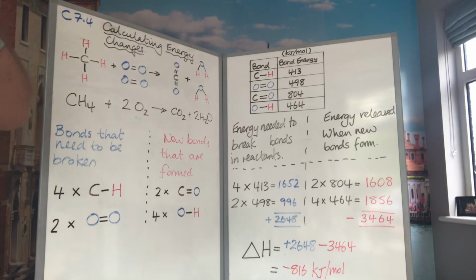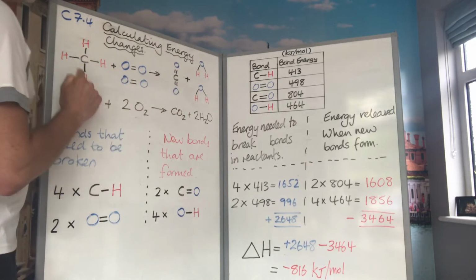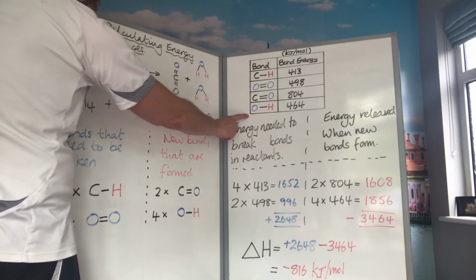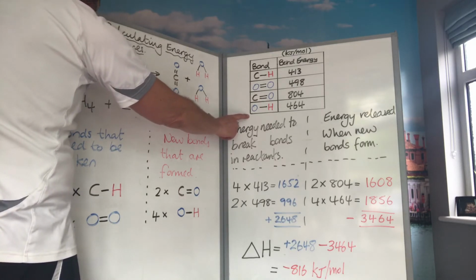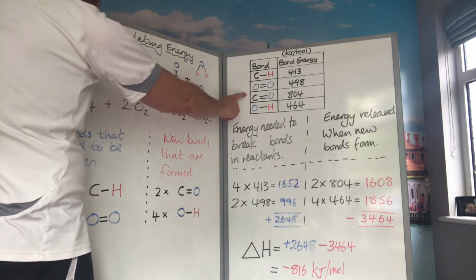Now, the objective here will be to calculate the overall energy change of this reaction. And you will be given a table of information of bond energies, bond strengths, which you will need to use. Okay? So the information you'll be given is usually the equation and the bond energies.